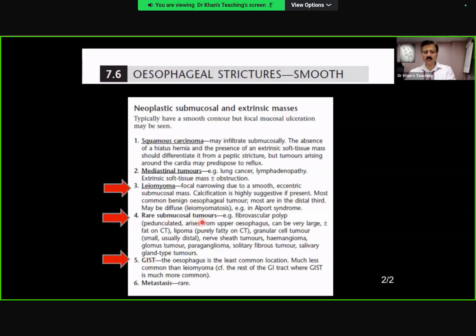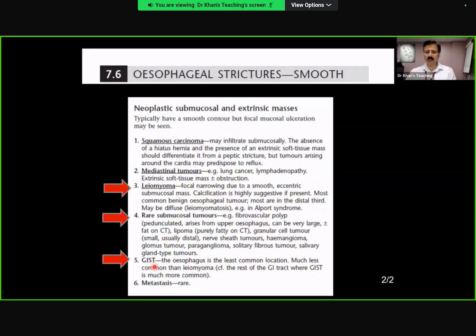Now, rare lesions, there are many words here, which can be a lipoma, nerve sheath tumor, hemangioma, glomus tumor, solitary fibrous tumor, etc. Read that. GIST is extremely important. Now, GIST is a favorite tumor for the exam. I will show you in the stomach, etc., where it is more specific. But remember this, esophagus is the least common location of GIST.